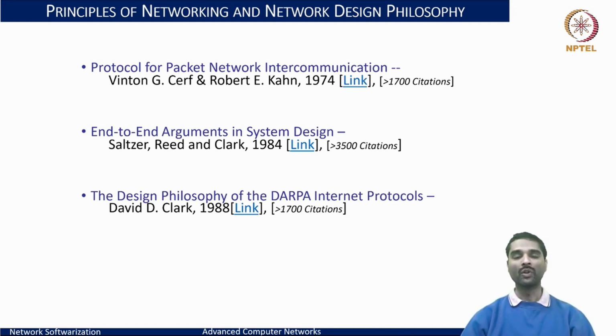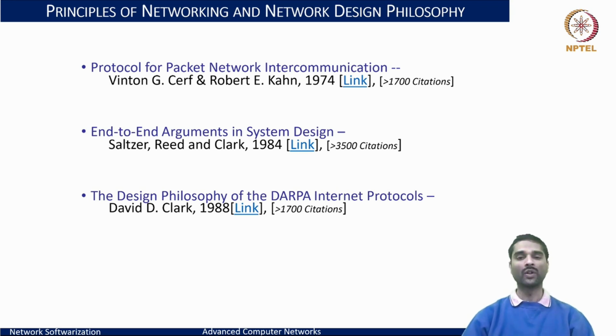And then the 2 other papers. The end-to-end arguments in system design is the most cited work, as you can see, roughly more than 3,500 citations. The reason is that it is the core principle that theorized what it means to provide the functionalities for the network. We will look into this in detail as we go.